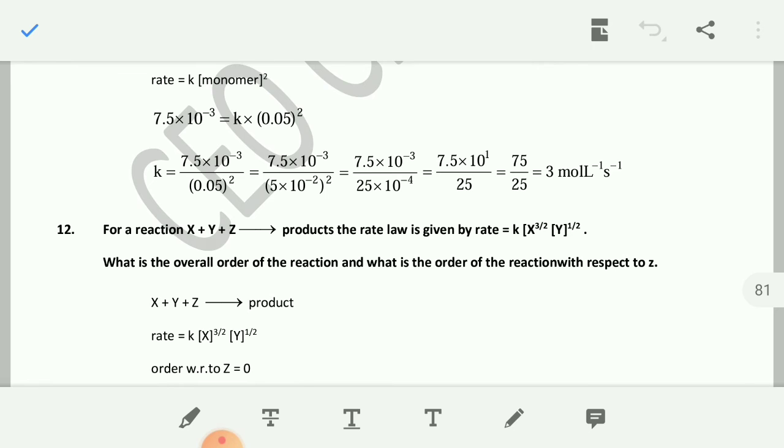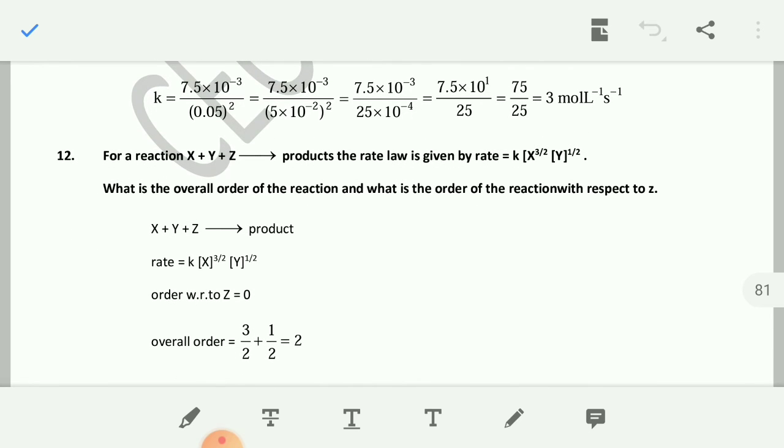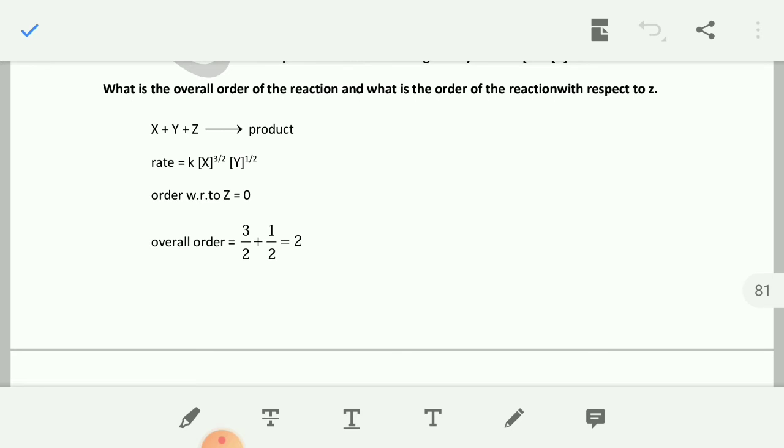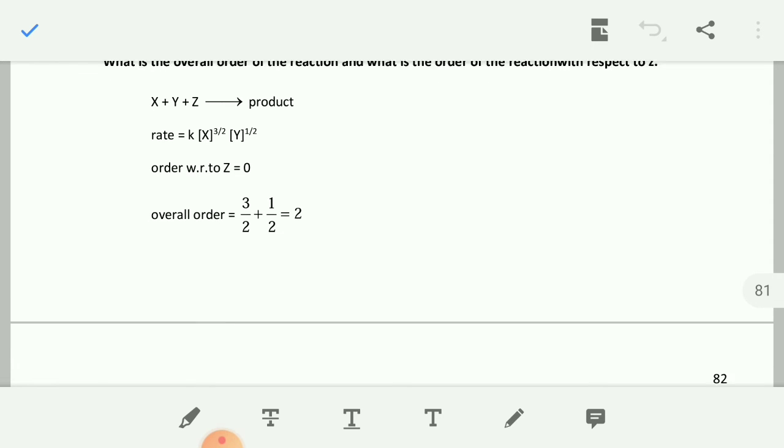Okay. Then 12th question. For the reaction X + Y + Z gives product, the rate law is given as rate = k [X]^(3/2) [Y]^(1/2). What is the overall order of the reaction and what is the order of the reaction with respect to Z? So X, Y and Z are reactants, giving product. Rate = k, X to the power 3/2, Y to the power 1/2. So the order with respect to Z is 0. The overall order is 3/2 plus 1/2, so the overall order is equal to 2.